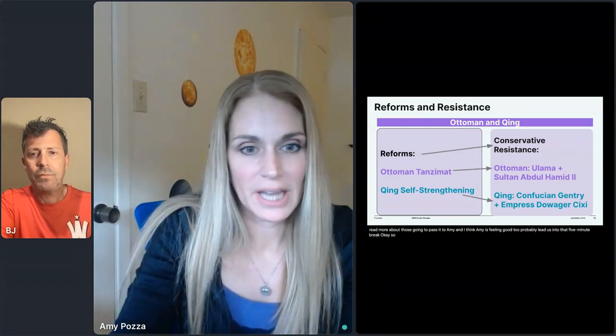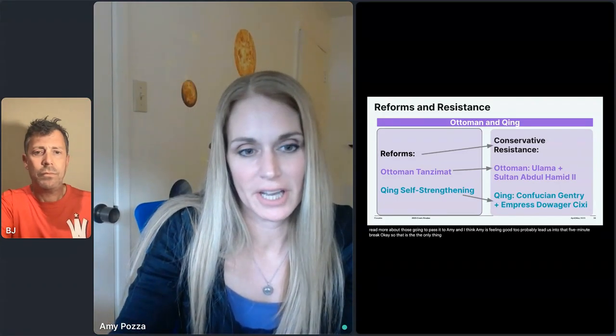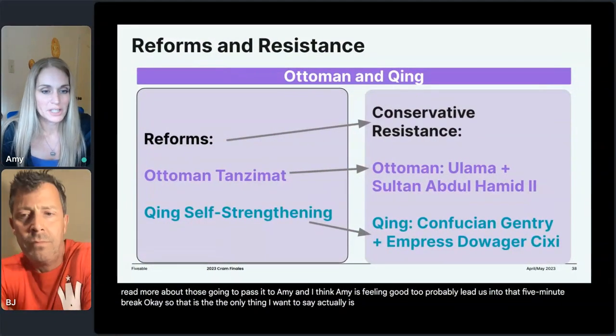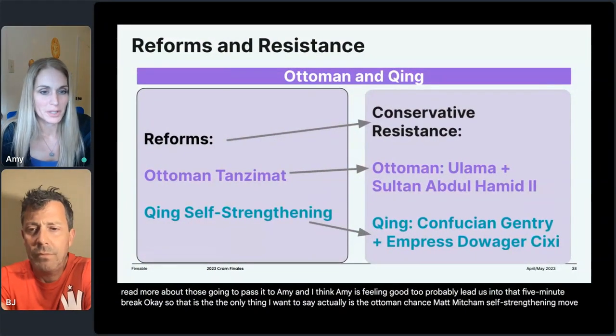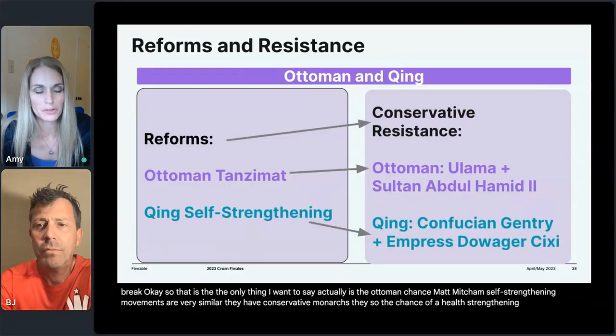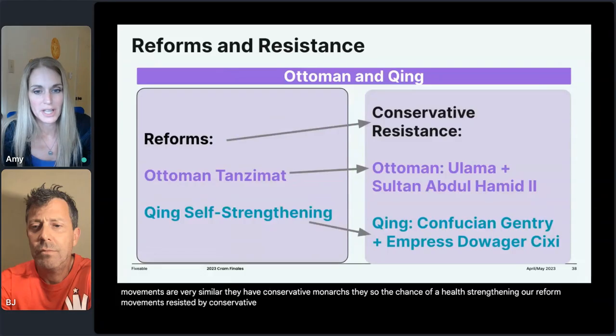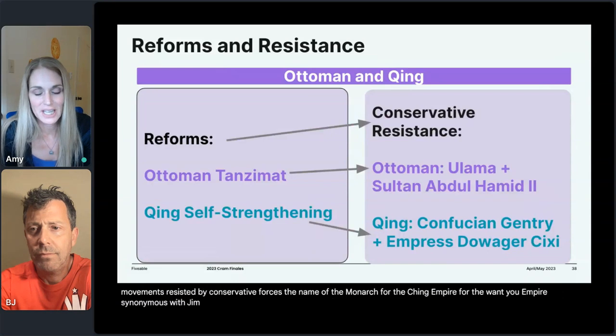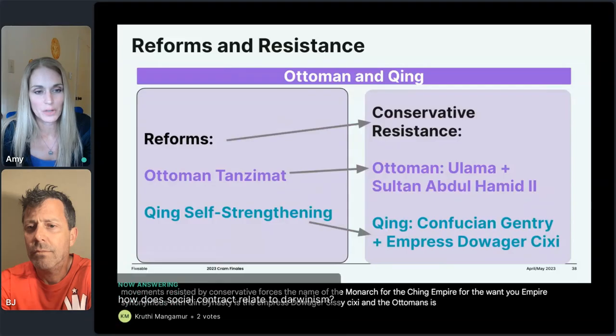Okay, so that is the only thing I want to say actually: the Ottoman Tanzimat and the Qing self-strengthening movement are very similar. They have conservative monarchs. So the Tanzimat and the self-strengthening are reform movements resisted by conservative forces. The name of the monarch for the Qing Empire, for the Manchu Empire, synonymous with the Qing dynasty, is the Empress Dowager Cixi, Cixi. And the Ottomans is Sultan Abdul Hamid II.